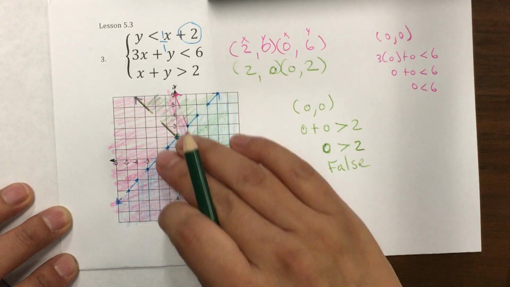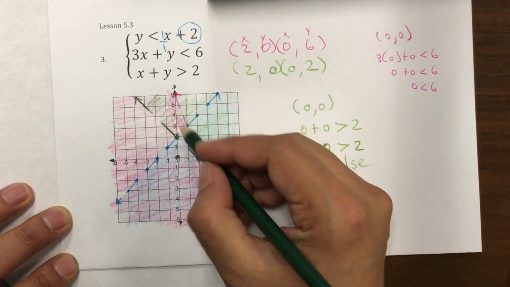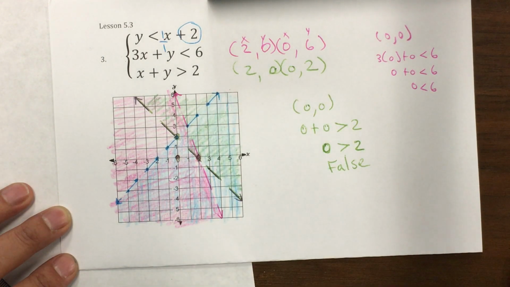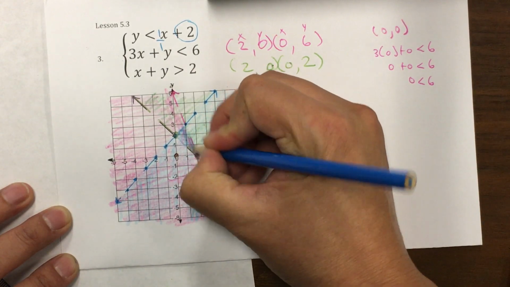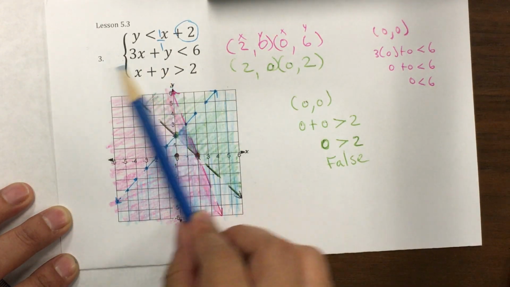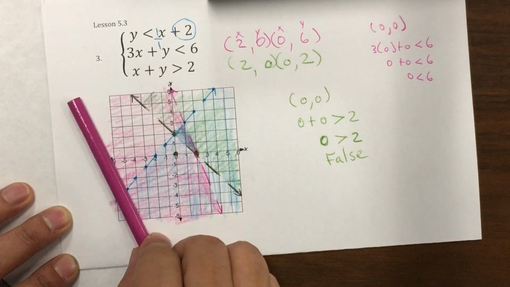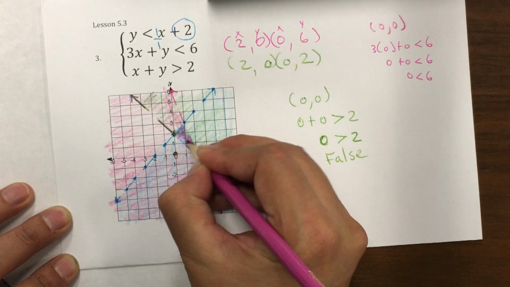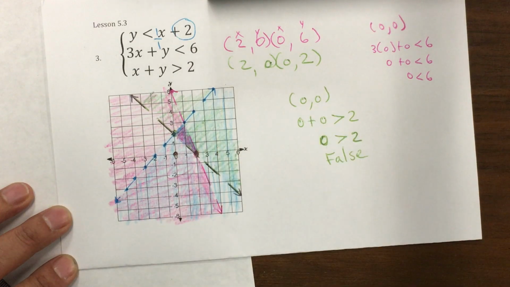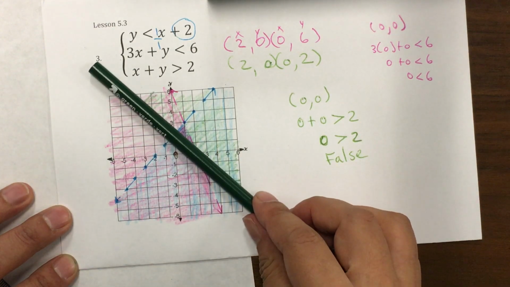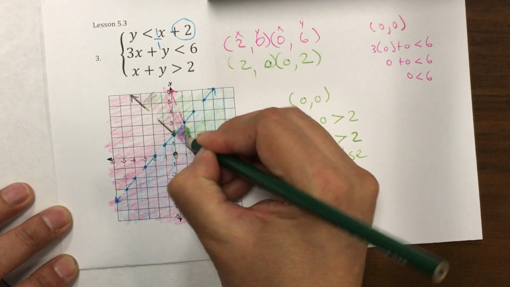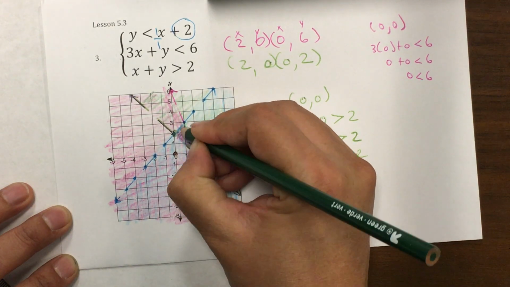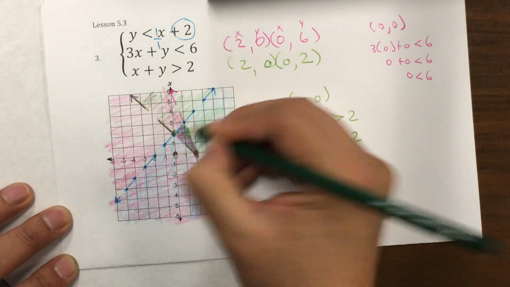Because if you notice, the blue, it's right here, including this part. And I have pink, all of this section, so including this part. And I have green, all of that side, including this part. So this is where my solutions for all three inequalities are.